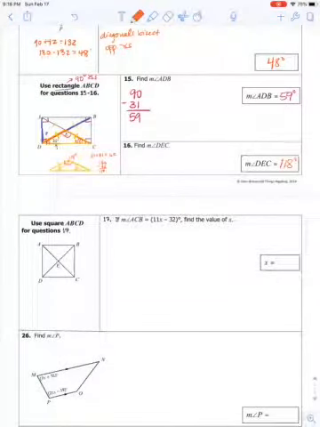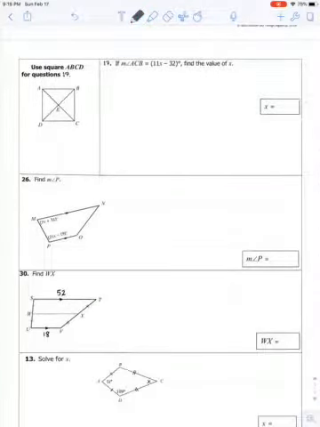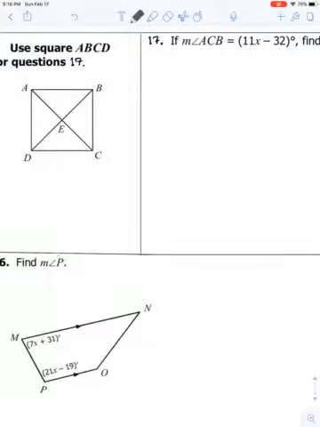Okay. Cool? Great. Let's move on to this square. Okay, so squares are rectangles. They're also rhombi, so these are the properties about squares.